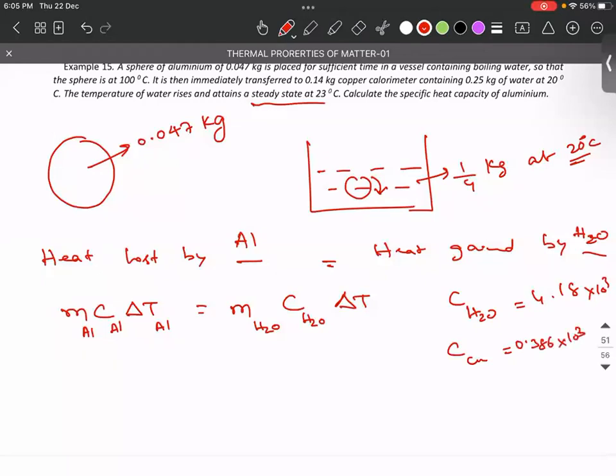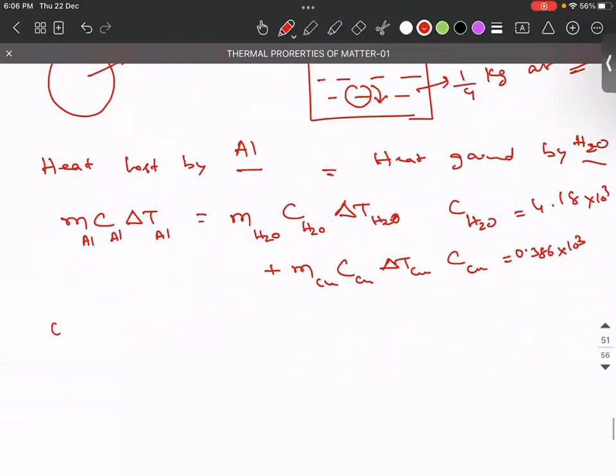Here there is something else also that needs to be added. What is it? Here something else is also having a rise in temperature. It is the calorimeter, which is made up of copper. So copper also has some mass. Its temperature will also slightly increase from 20 to how much? From 20 to 23. So what you should write is plus mass of copper into specific heat of copper into delta T of copper. Understood?